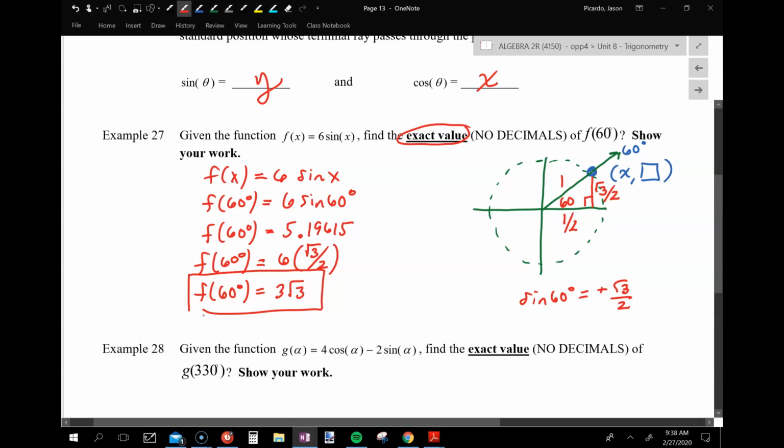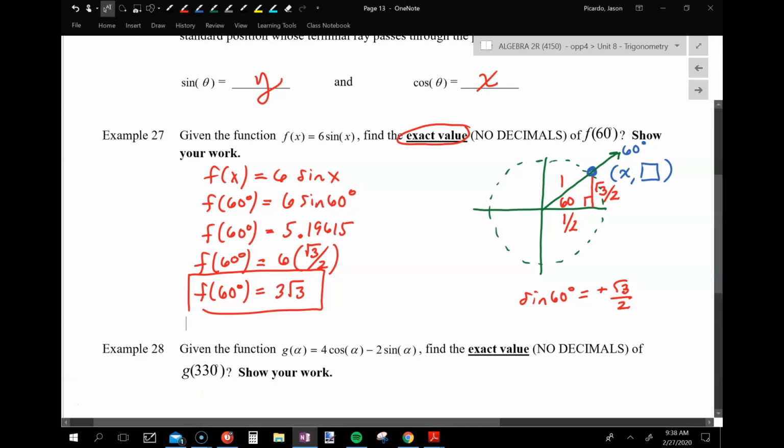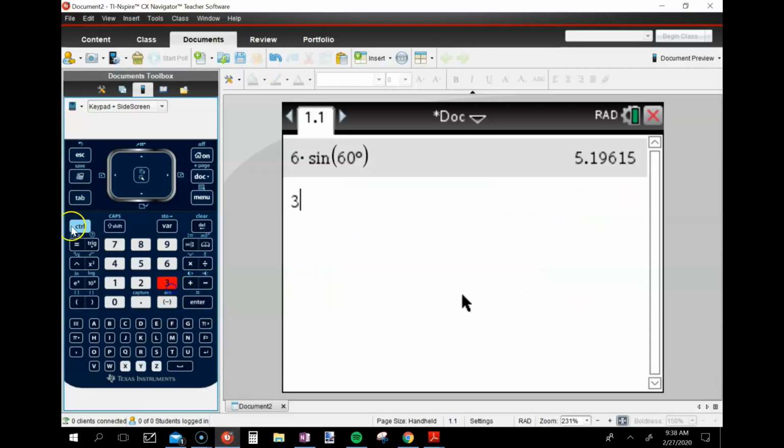How do I know if my answer is right? I got 3 radical 3. How do I know if that's correct? What would I do to check it? Jameson, don't I have the answer that the calculator gave me right here? So shouldn't this answer be equivalent to that answer? If I type in 3 radical 3, I better get the same thing that I got here. And I did, right? So it's a good way to check it.